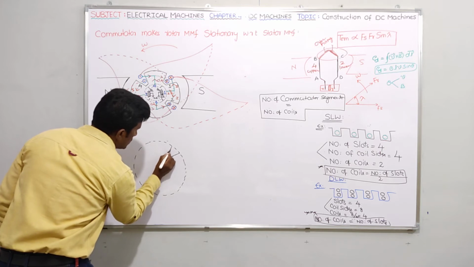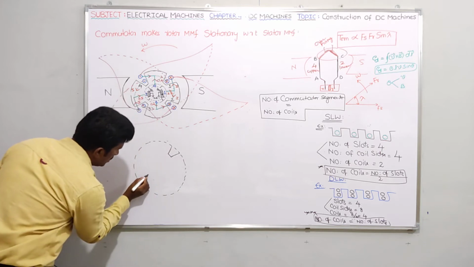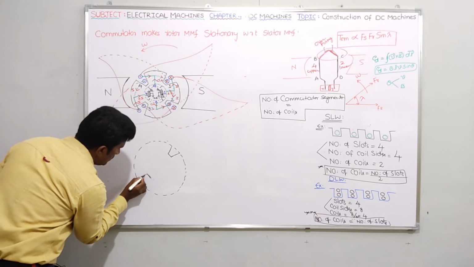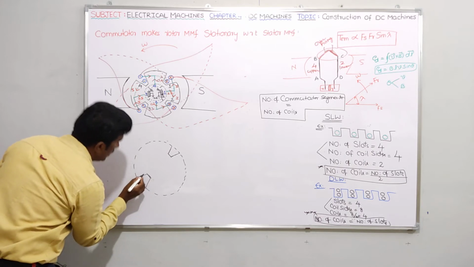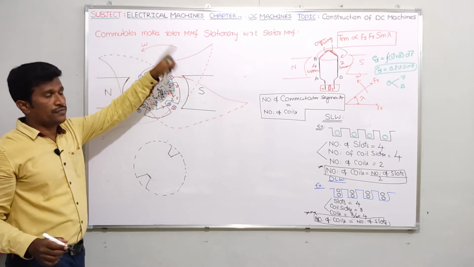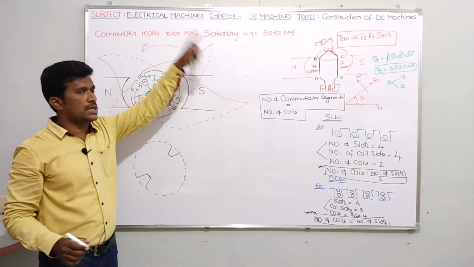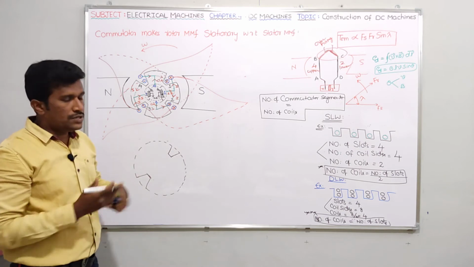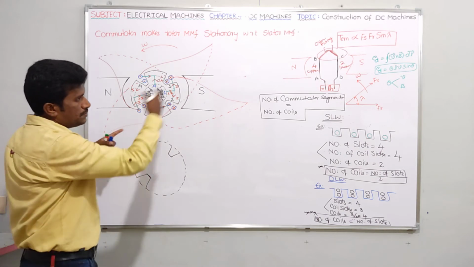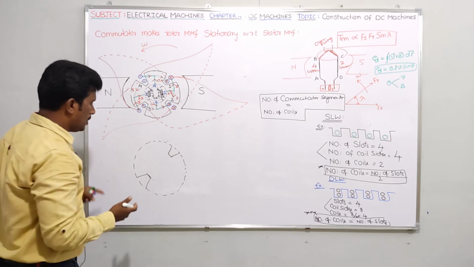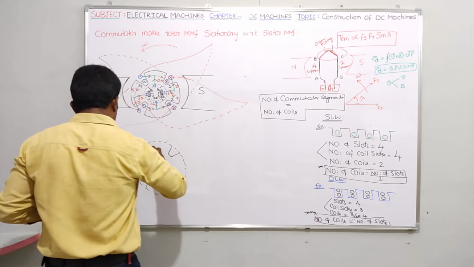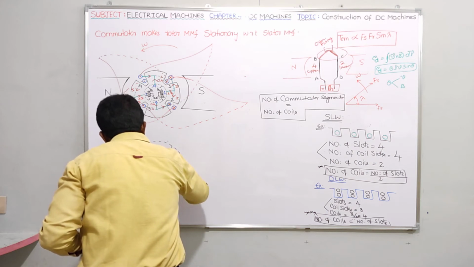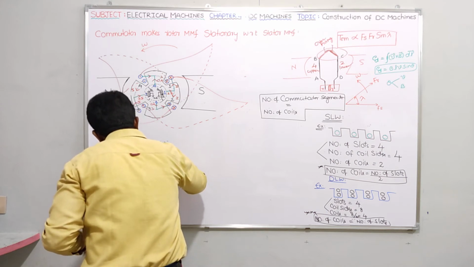You should have patience because this topic, the simple statement, is very simple. If I simply say the commutator makes the rotor MMF stationary with respect to the stator MMF, that is enough. But if you want justification for that statement, then this much we have to discuss. Okay, no problem, but try to have some patience. If you practice once or twice, it will be easy for you.